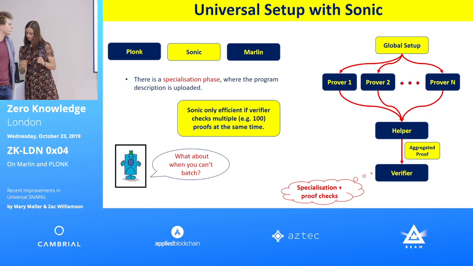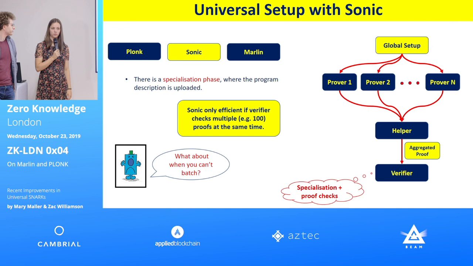So this was kind of the problem that Marlin and PLONK were trying to tackle. They were saying, what if you're not in a position where you can batch your proofs?